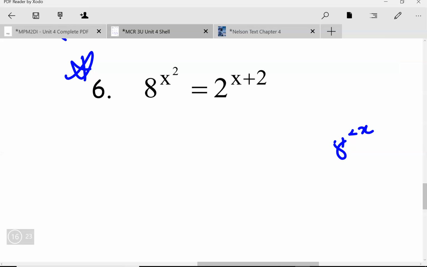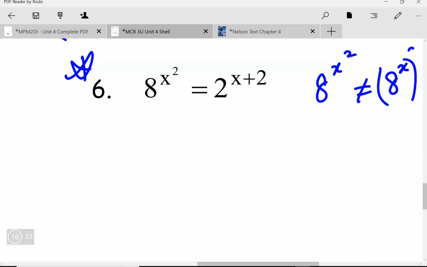Hold on a second while this erases. Yeah, there we go. 8 to the power of x squared is not the same as 8 to the power of x, squared. In this case, I'm doing my x squared first. In this case, I'm just going to break this down to 8 to the power of 2x, which is different than 8 to the power of x squared.